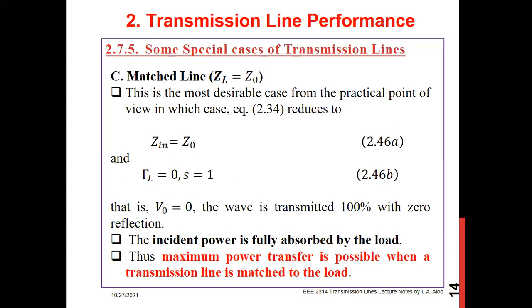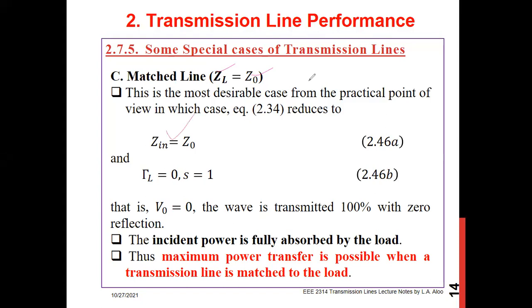But that one is usually not desirable because it will not allow for maximum power transfer to take place. So ordinarily, the recommended case is usually where we have ZL having a value equal to Z0. So that one is a matched line. And that is what is usually desired in a practical case.